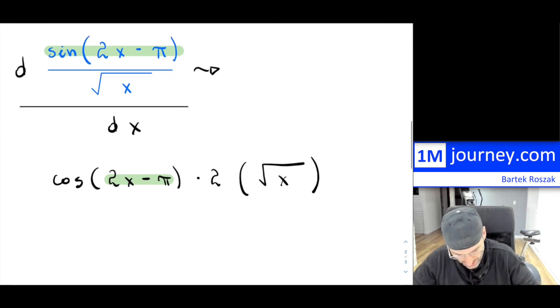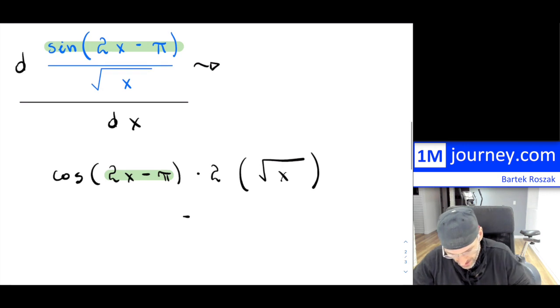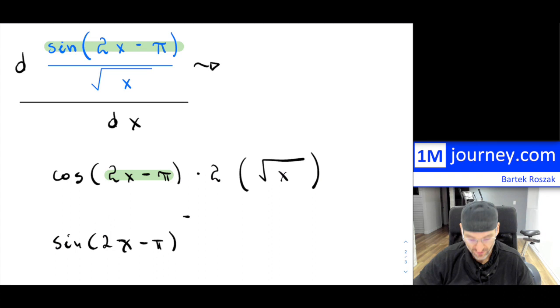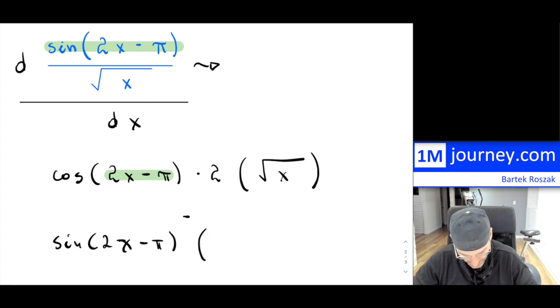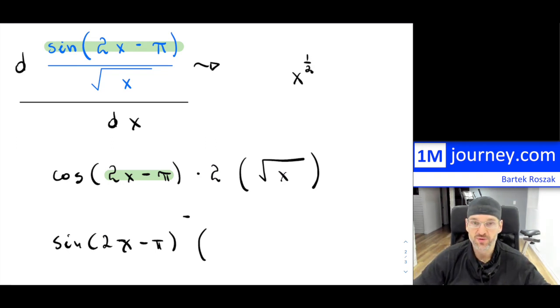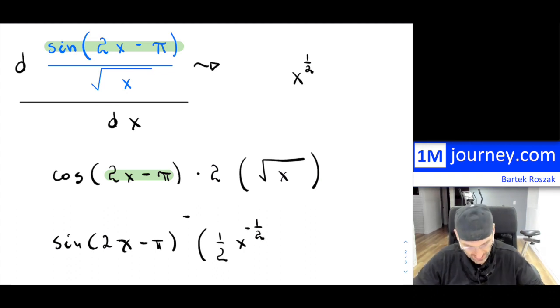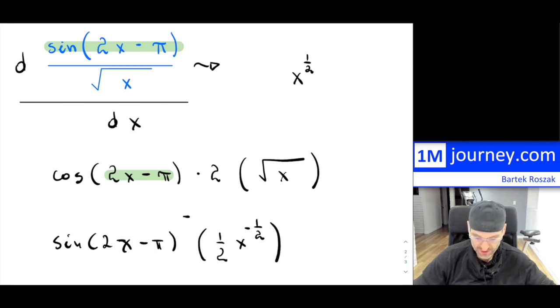And now this whole thing is going to be minus. Now, my sine of 2x minus pi is going to stay. And now you have to take the derivative of that square root of x. Well, the square root of x is not going to be fun. And please remember, this is just x to the, really, 1/2. So that's going to be 1/2, and then this is x, so I'll just keep it as it is. So this is going to be negative 1/2 over there. So that's what you are dealing with there.